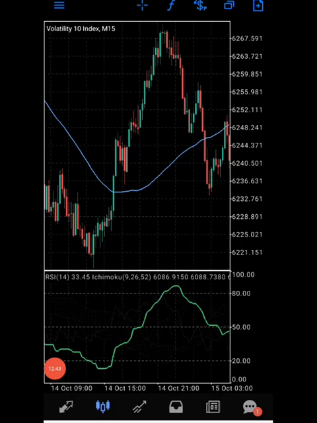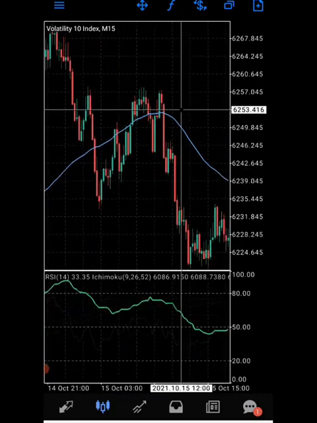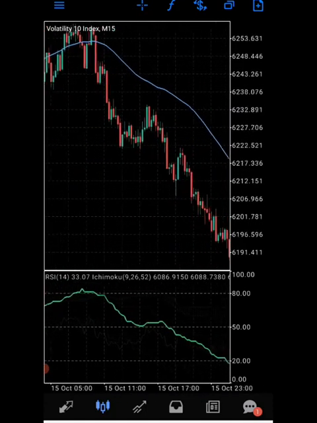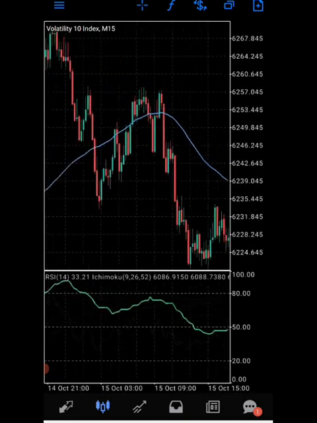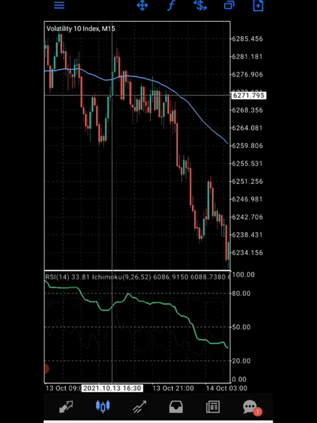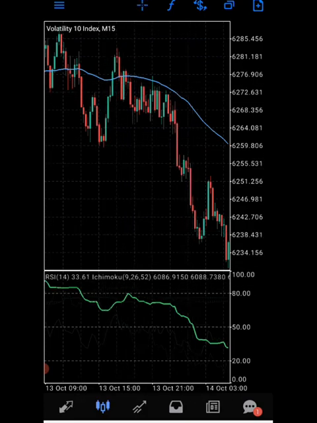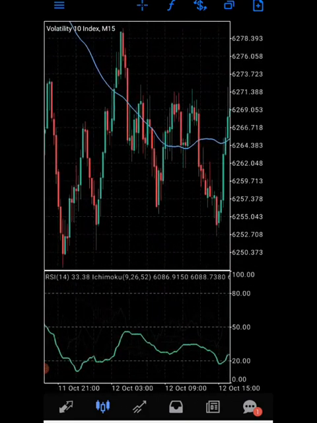So for volatility 10 index, guys, this strategy is for volatility 10. For volatility 10 index, it crosses above, it's a sell. You see the strategy, it keeps on working. It crosses above at the overbought, it's a sell. Powerful strategy.